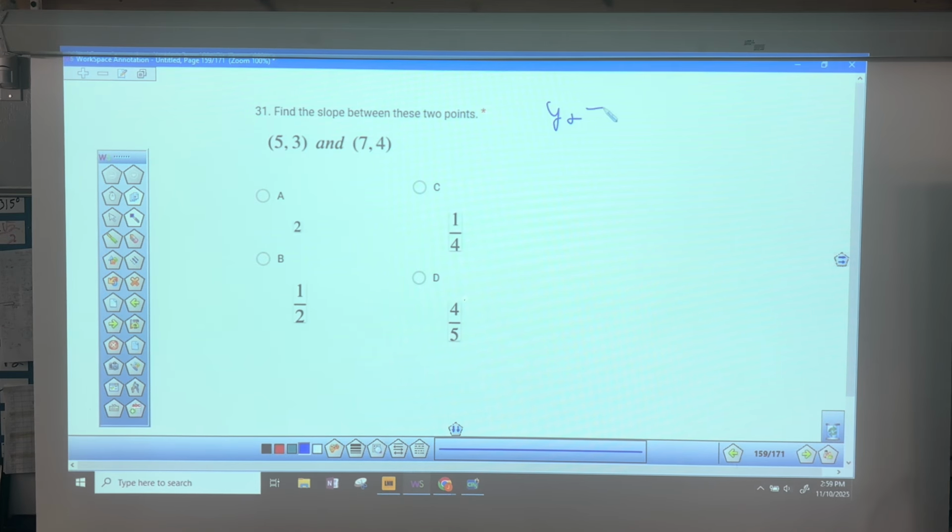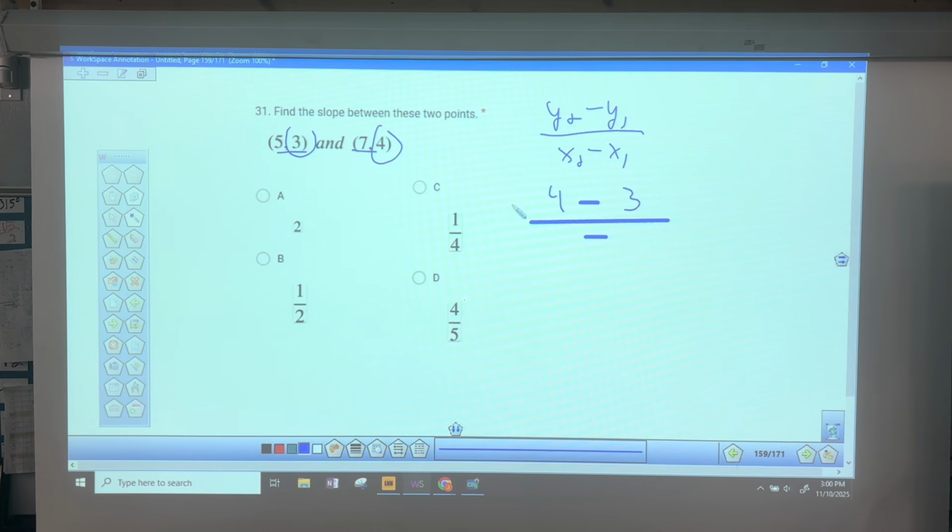Slope is y sub 2 minus y sub 1 over x sub 2 minus x sub 1. Slope formula. Now I'm going to do my cute little template to generate the slope. 4, 3, 7, 5.